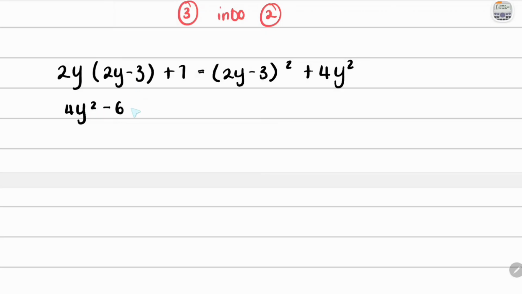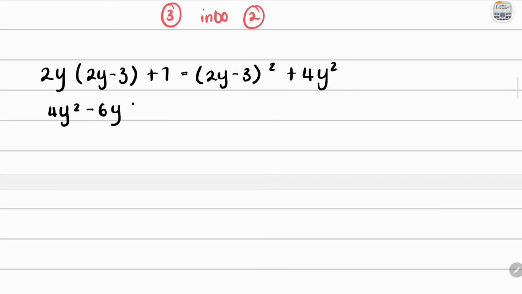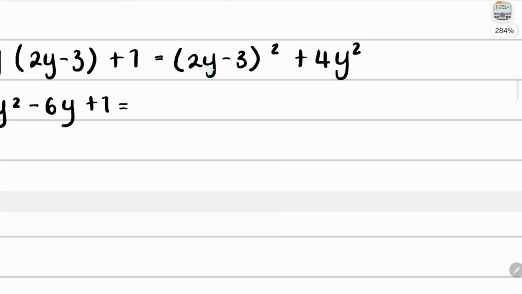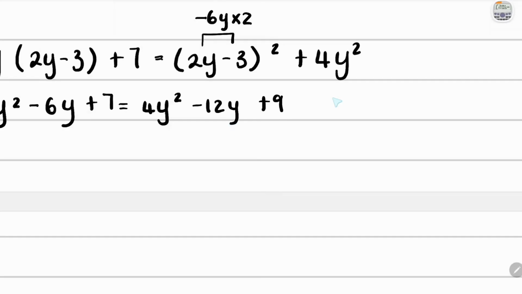Okay, so this is, and when we distribute, this is 4y squared. And then minus 6y and plus 7 is equal to, okay, and this is squared, so let's distribute. We're going to say the first term squared, which is 4y squared. This is a 7. And then the last term squared, which is positive 9. Then first term times second term, that gives us a negative 6y. And then we multiply that by 2 to get negative 12y and plus 4y squared.